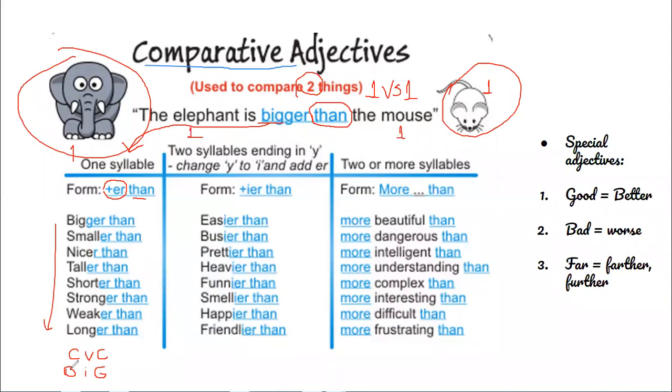consonante, vocal, consonante, una sílaba, siempre se dobla la última consonante. Bigger. Another example could be the adjective thin. What's the meaning of thin? Delgado. Thank you. So, this adjective is one syllable. Thin, one syllable.